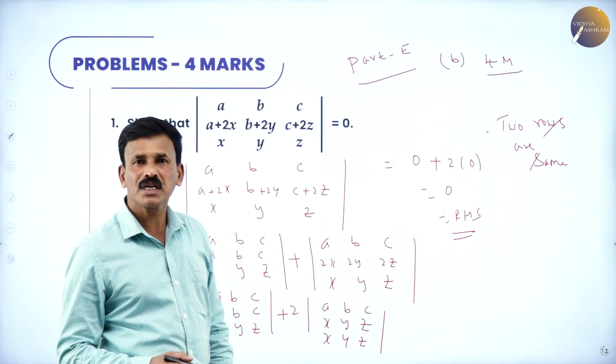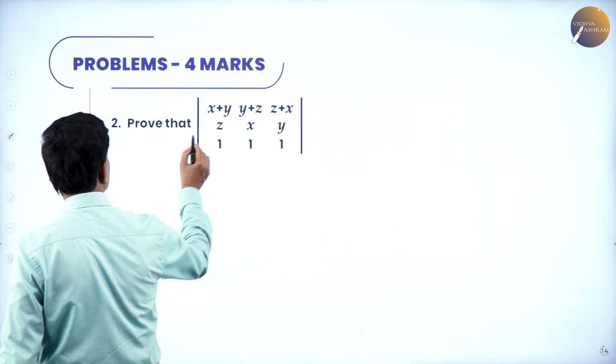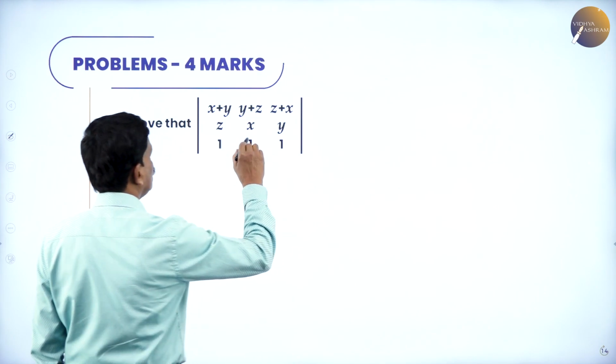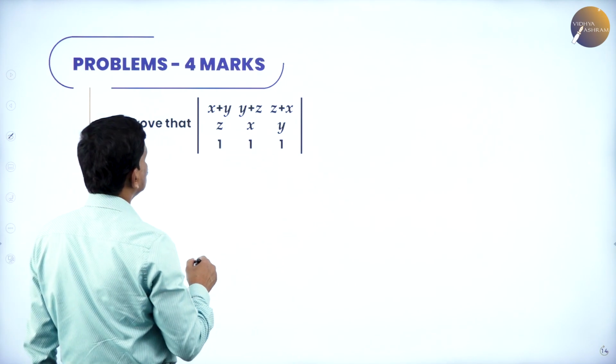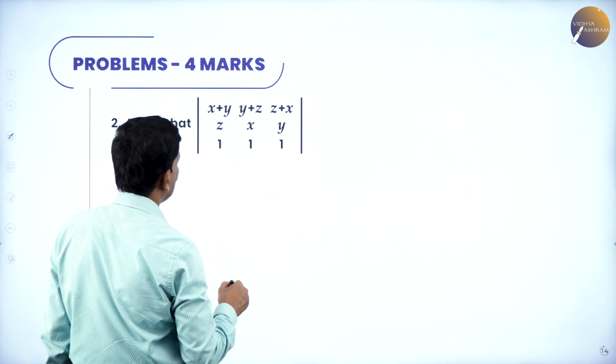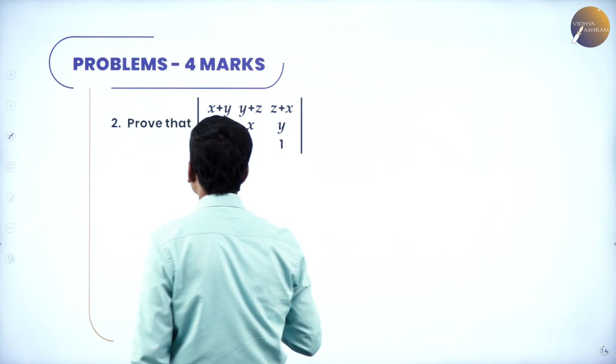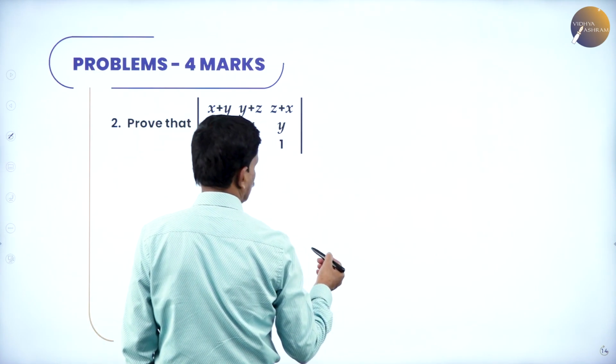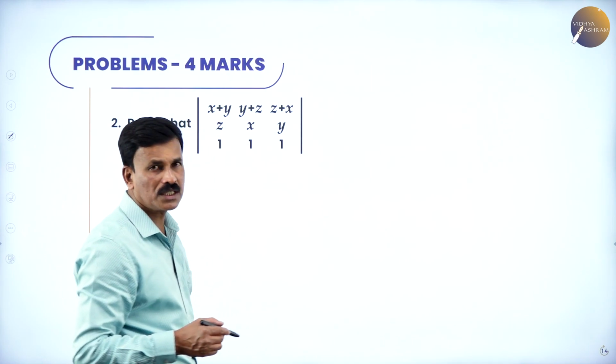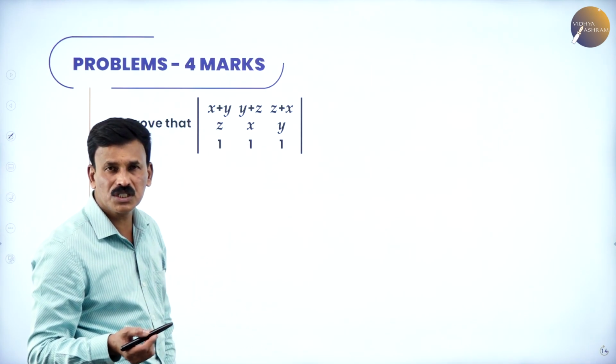Now, let us come to the next problem. What is the problem? Prove that the determinant with rows x plus y, y plus z, z plus x; z, x, y; 1, 1, 1 is equal to 0. Let me check what answer we are going to get, to prove that the answer is 0 or not.